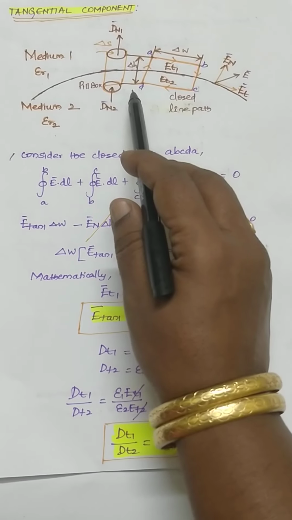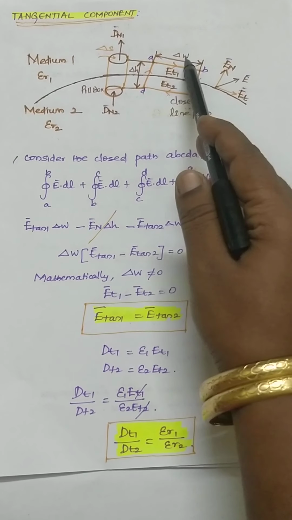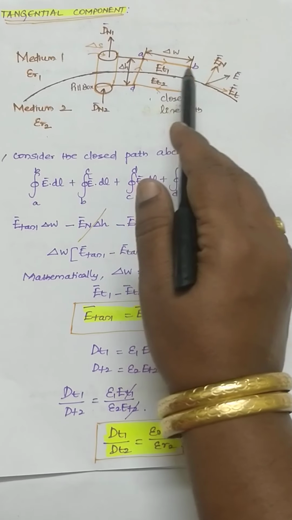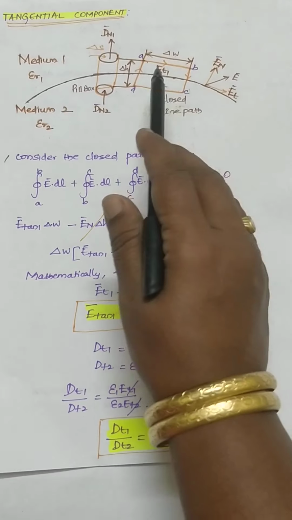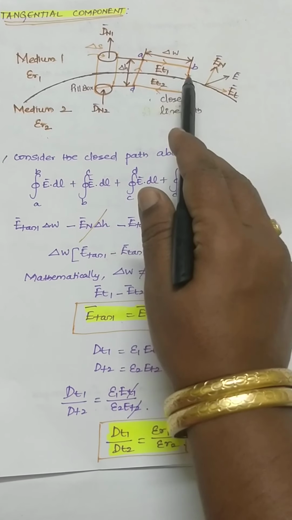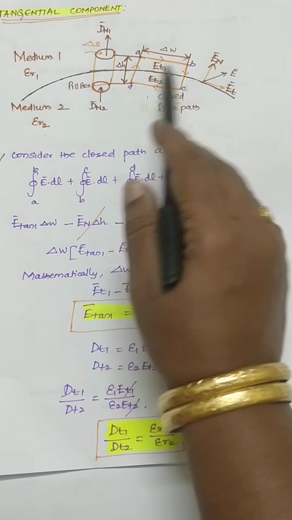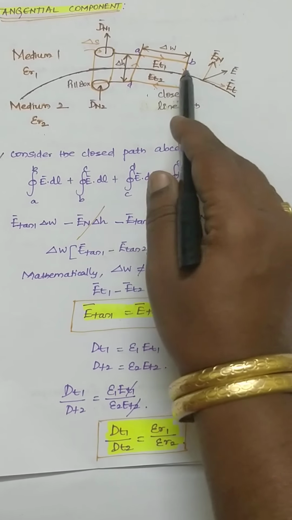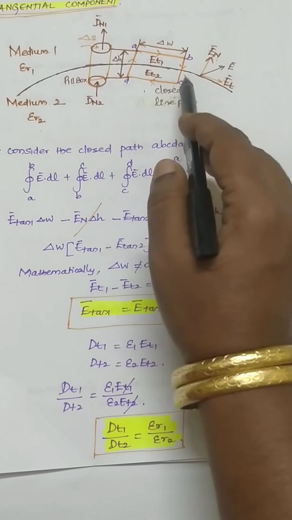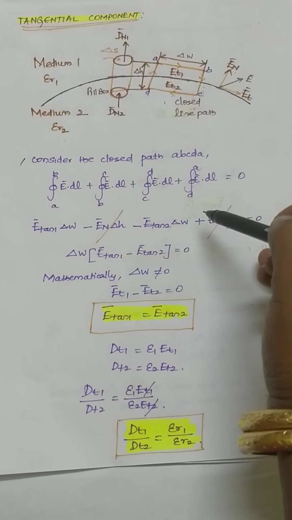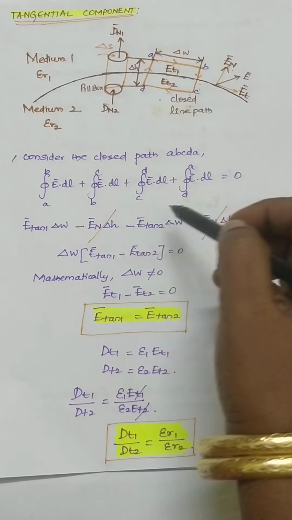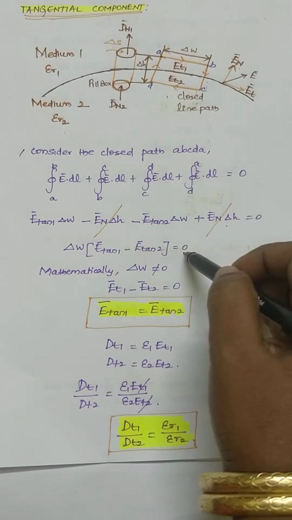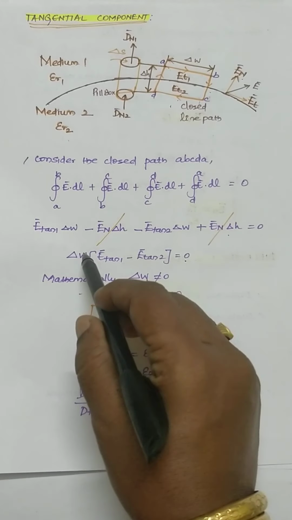Again this is flowing in the opposite direction, so it is E tan 2 of the same del W, and in the opposite direction, plus En of del H. Remember, these horizontal components define Et with respect to medium 1 and medium 2. Likewise, these are the normal components, En1 and En2, which are both equal, so it is chosen as En. So En inward, En outward. When it is inward it is minus, and when it is outward it is plus. So both are cancelled out. We are left with the equation, del W is common, E tan 1 minus E tan 2 equal to 0.